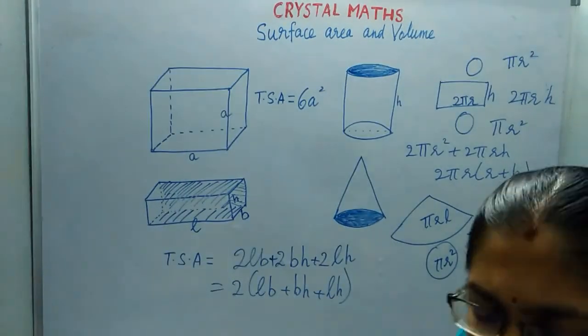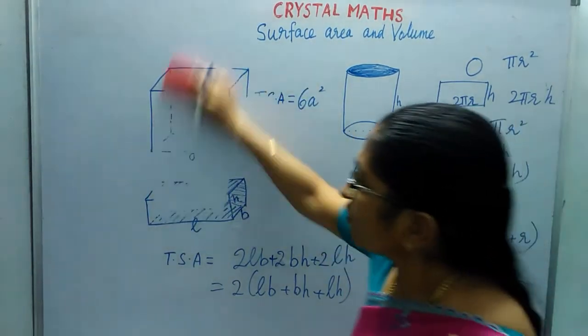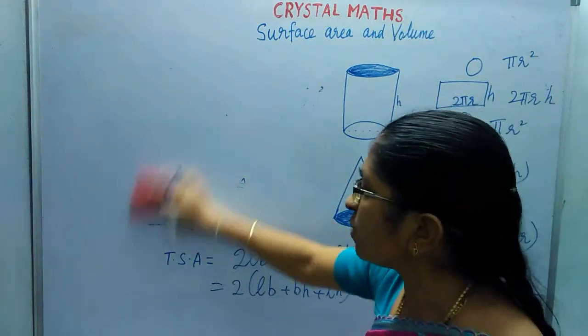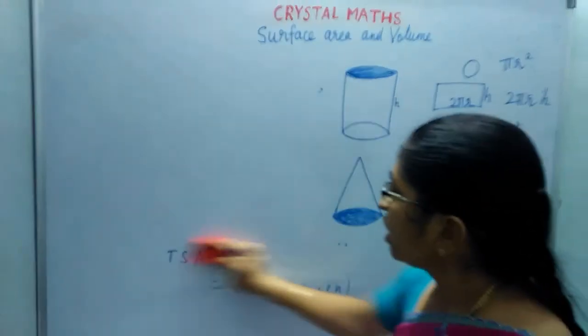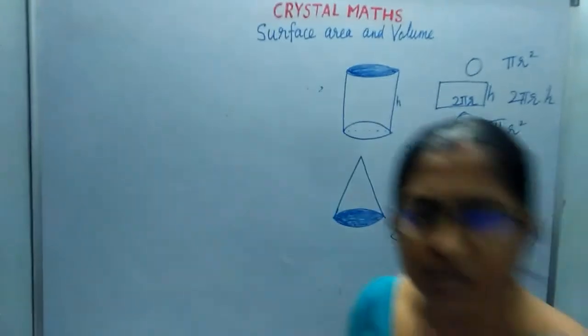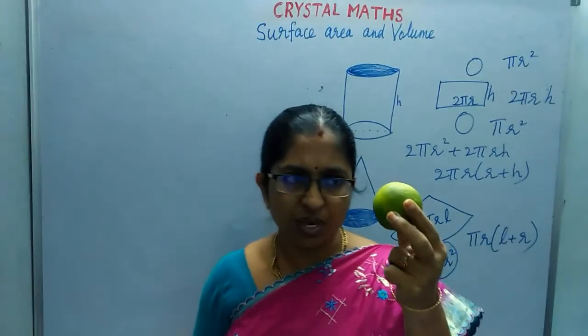Let us go to the sphere. In sphere, we can easily remember what are all the things we have in spherical shape in home. Today, just for fun, I am going to take this Musambi. Musambi is in the shape of a sphere.